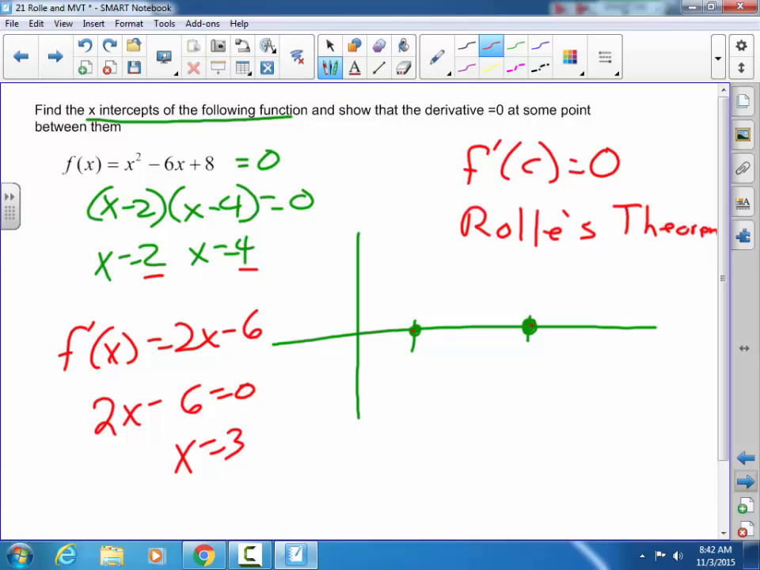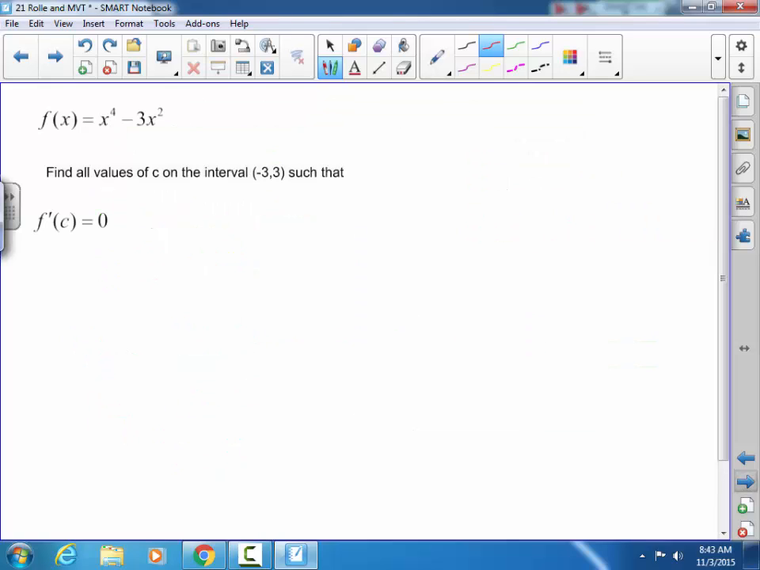When in doubt, find the derivative and set it equal to 0, because that's what you're going to do 75% of the time with problems. Find the derivative, set it equal to 0. Any questions about that? It has to be equal to 0 somewhere. We said that by Rolle's theorem. We found out what it is by finding the derivative, set it equal to 0. Not a complicated process necessarily.